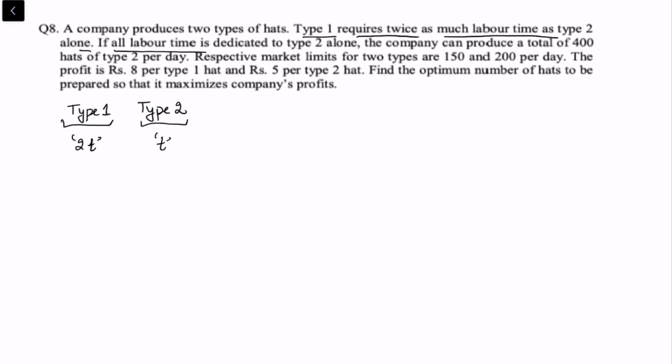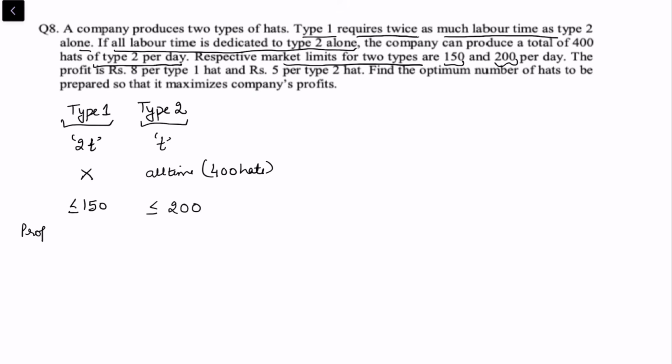If all the labor time is dedicated to type 2 alone, so that means if all time is given here and we are not utilizing any time for type 1, the company can produce 400 hats in total of type 2 per day, and the respective market limits for the 2 types are 150 and 250. So for this we will have 150, we will not make more than 150, and for this we will not make more than 200 hats. Profits are given for each hat as rupees 8 for type 1 hat and rupees 5 for type 2 hat. So this is the profit given to us.